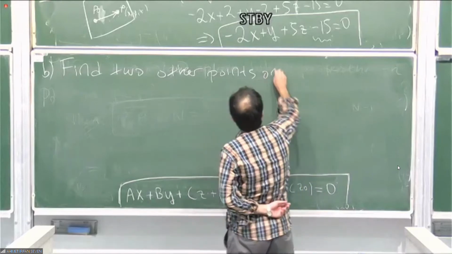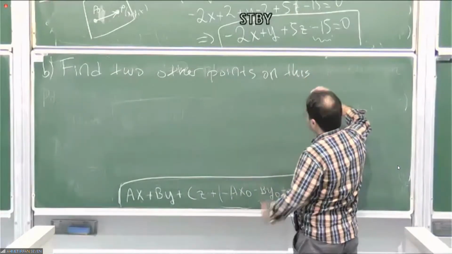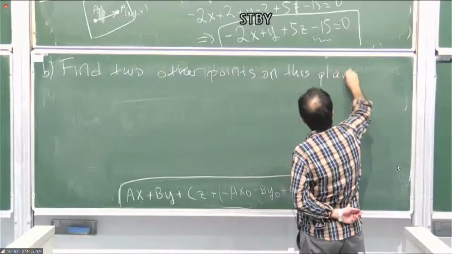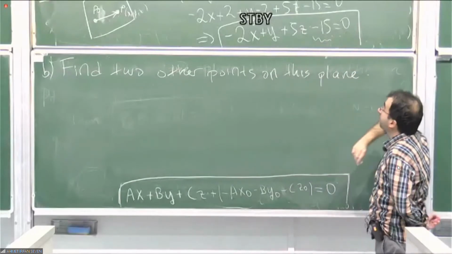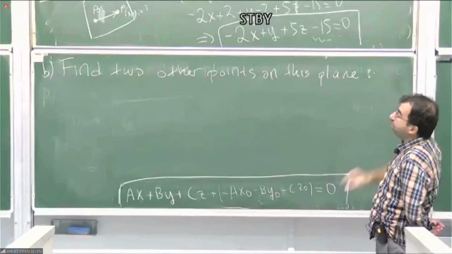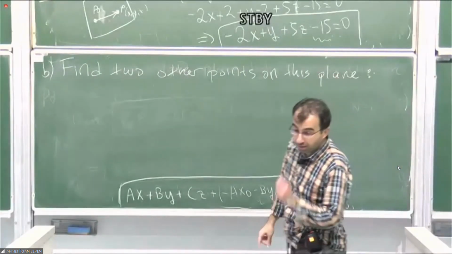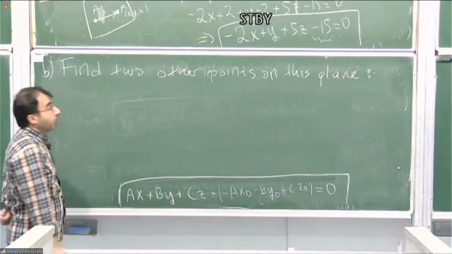Points on this plane. Plane is here. I already know P0. Let's find how other ones. So how can we find other points?